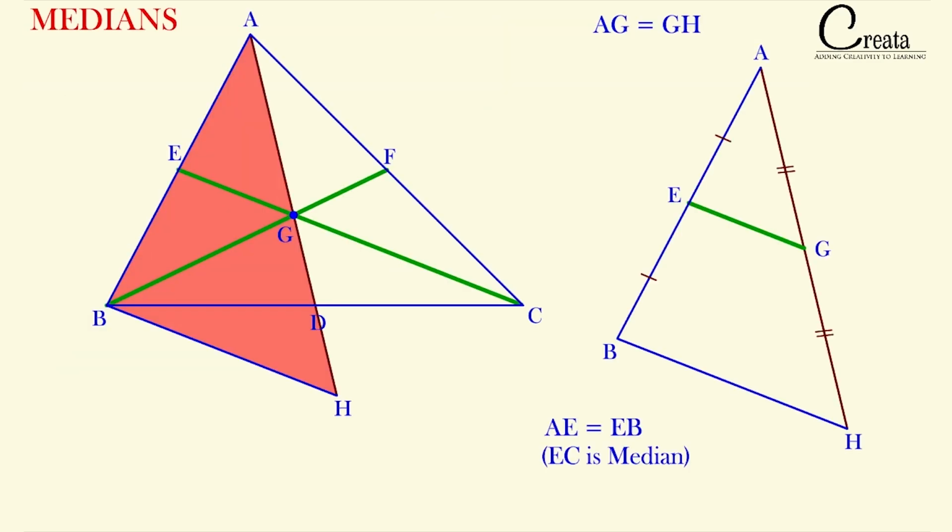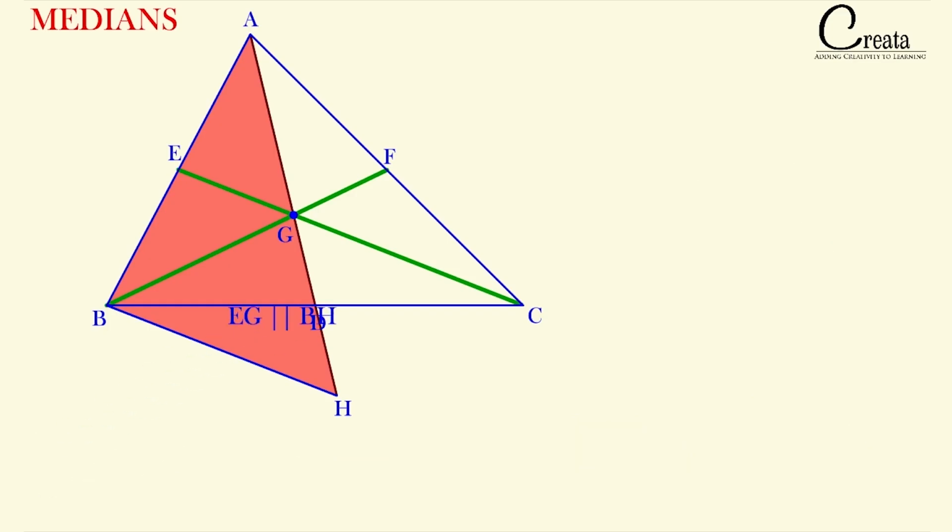So for our triangle, here E and G are the midpoints of two sides of the triangle and EG is the line segment joining the midpoints of two sides of the triangle. So as per our midpoint theorem, EG is parallel to the third side, that is BH, and also EG is half of BH. We only need EG is parallel to BH. Both of these line segments are parallel to each other.